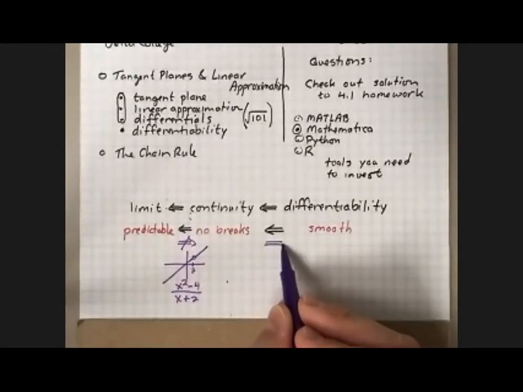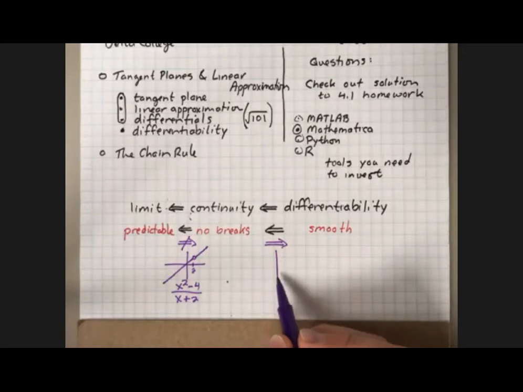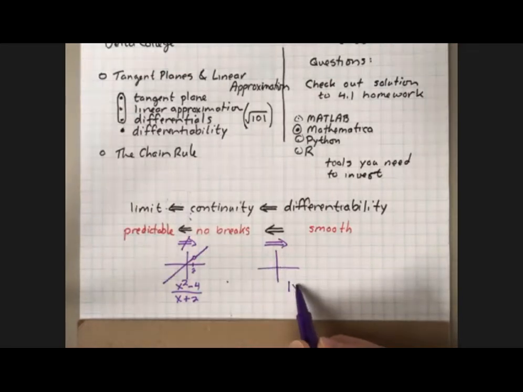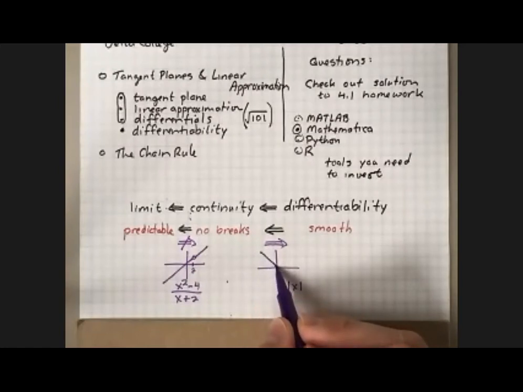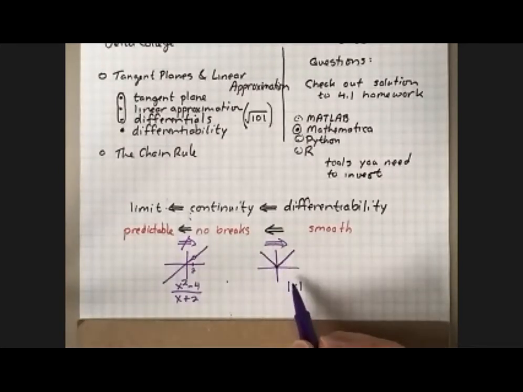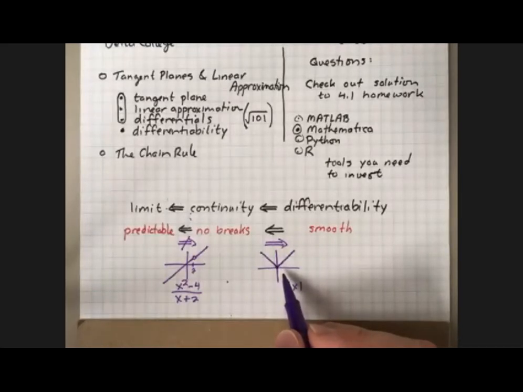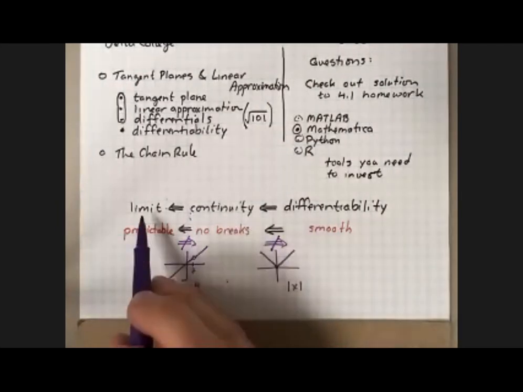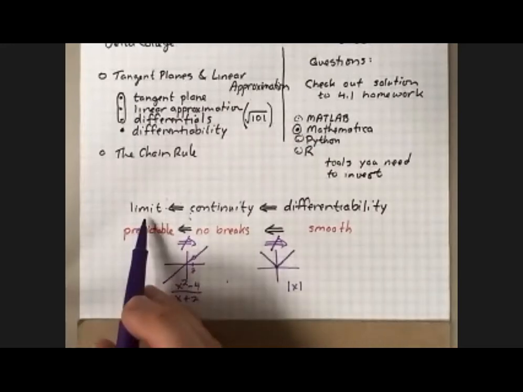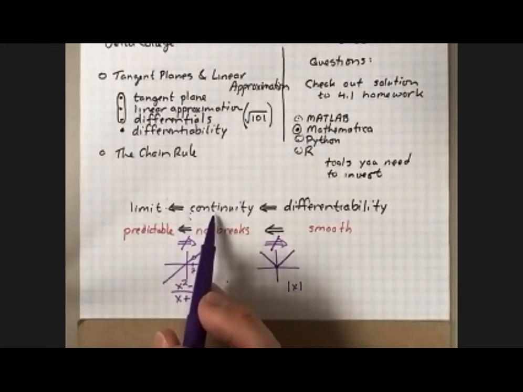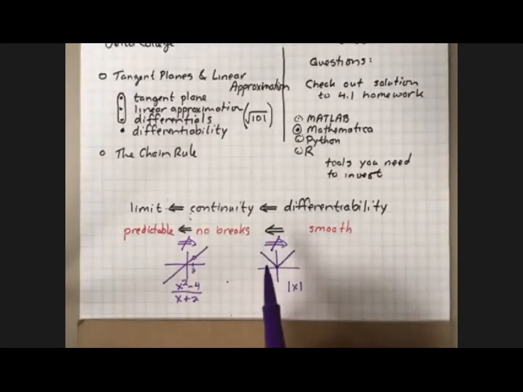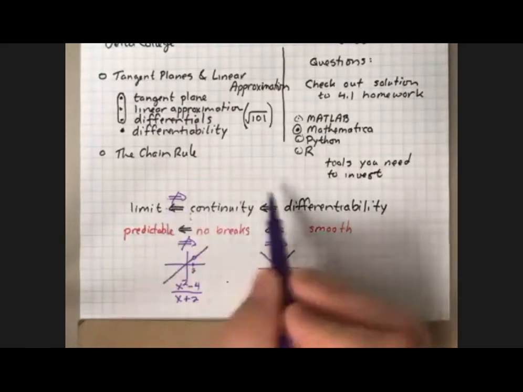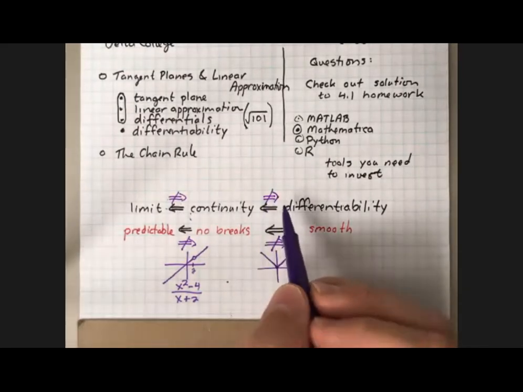Likewise, just because something has no breaks does not mean it's smooth. And you know the classical example is the absolute value of x. It's a function that exists everywhere. It's predictable everywhere. It's continuous everywhere at every point on the x-axis. The limit as you approach that point matches the value at that point, but it is not smooth because it has this point to it at x equals 0. So differentiability implies continuity, which implies that the limit exists, but it is never the other way around. Just having a limit does not make something continuous, and just being continuous does not make something differentiable. Okay. So I want to make sure that that's firmly in your mind before we go on.